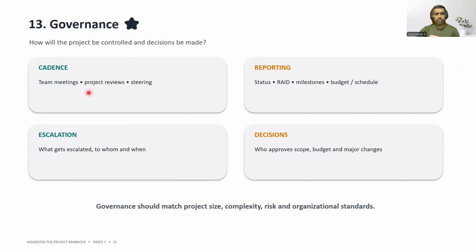What is a cadence? Team meetings, project reviews, steering committees, reporting status, risk logs, milestones, budget and schedules, escalation. What gets escalated to whom and when? Decisions. Who approves scope, budget, and major changes? I have learned that governance should be enough to control the project without becoming unnecessary bureaucracy. I would define the meeting cadence, reporting, escalation path, and decision rights based on project size and complexity.